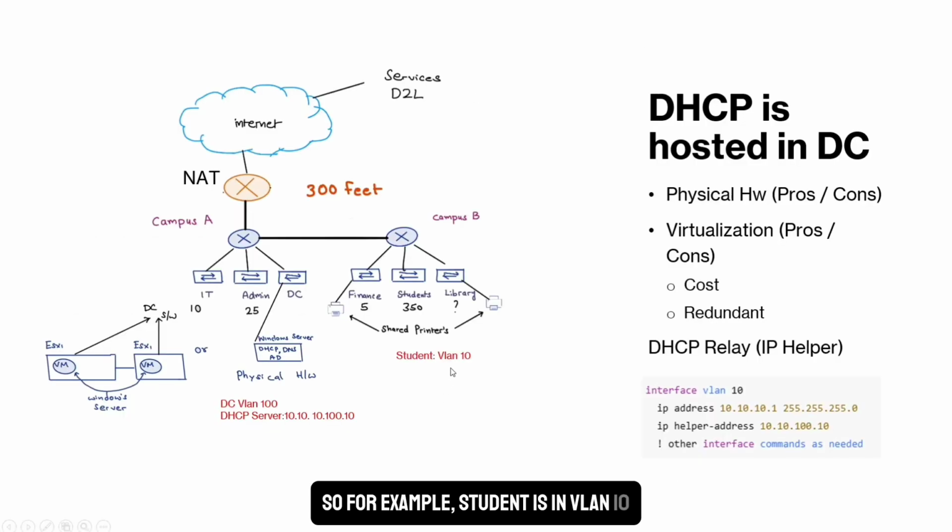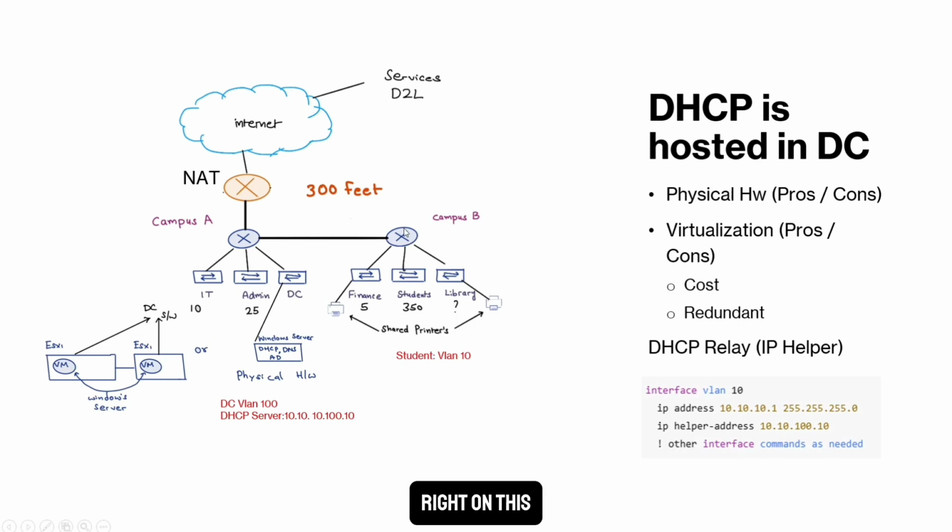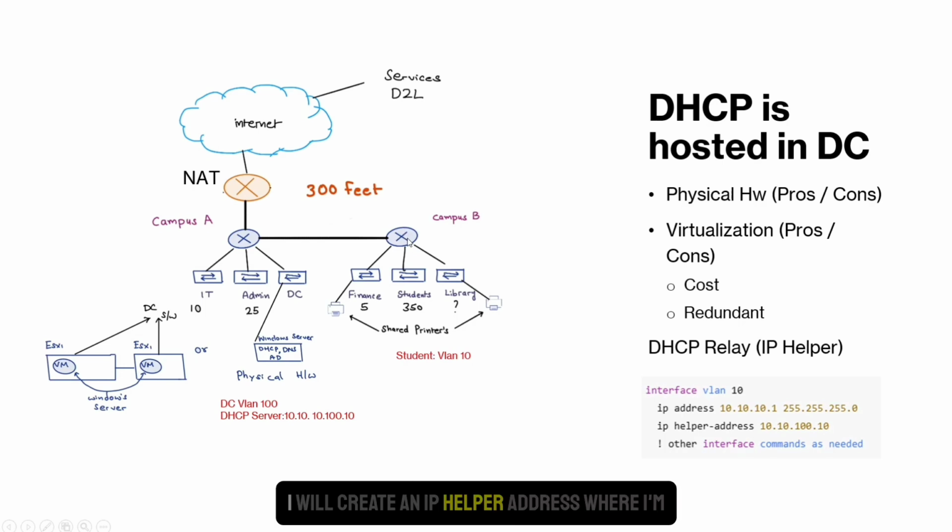So for example, a student is in VLAN 10, right? On this router or layer 3 switch, I will create an IP helper address where I'm saying, okay, you're part of this, but the IP helper address is on VLAN 100, which is right here, which is my DC. The unicast comes all the way from here, and this is what it responds back. As I said, the reason I want to do that is because I want to have a centralized DHCP for all my different pools. So all the pools, IT, admin, finance, students, and library will be created here.